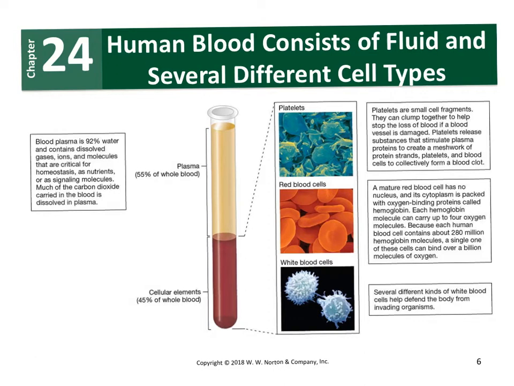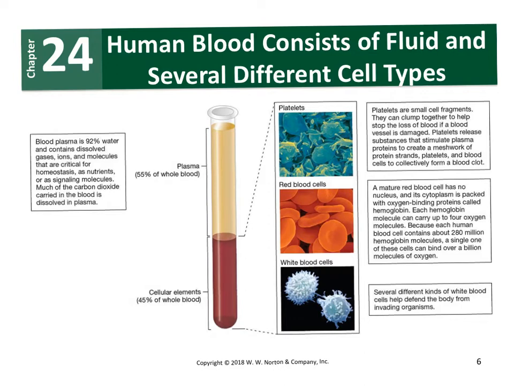Red blood cells, of course, carry all of the oxygen in the hemoglobin. They're the only cells in the body that don't have a nucleus. A mature red blood cell has no nucleus, and its cytoplasm is packed with oxygen-binding proteins called hemoglobin. Each hemoglobin molecule can carry up to 4 oxygen molecules. Because each human red blood cell contains about 280 million hemoglobin molecules, a single one of these cells can bind over 1 billion molecules of oxygen. A very efficient transport system.